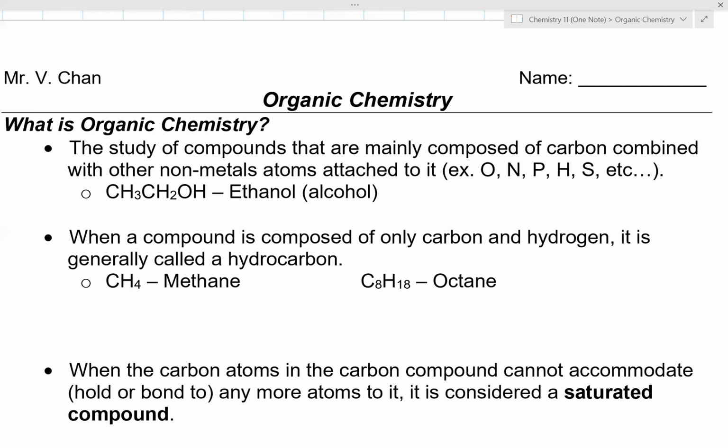Basically, to give a bare-bones definition, it's carbon combined with other nonmetals such as oxygen, nitrogen, phosphorus, hydrogen, sulfur, whatever. A common one that most of you will probably be exposed to when you are 19 is ethanol, drinking alcohol. If you notice, this is made up of carbon, hydrogen, oxygen, and another hydrogen.